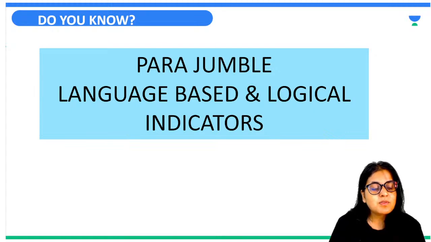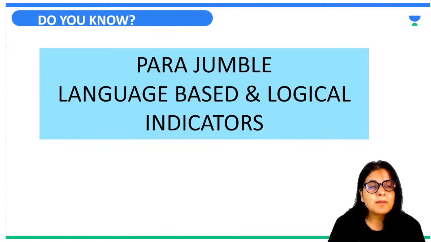When I say language clues, guys, it's not just nouns and pronouns. There are very subtle language clues. Even punctuation plays a role. Even a semicolon is important. Even a dash is important. Even a quotation is important. Every single word is important when it comes to a para jumble, and there are very subtle hidden language clues which will help you get your right answer.